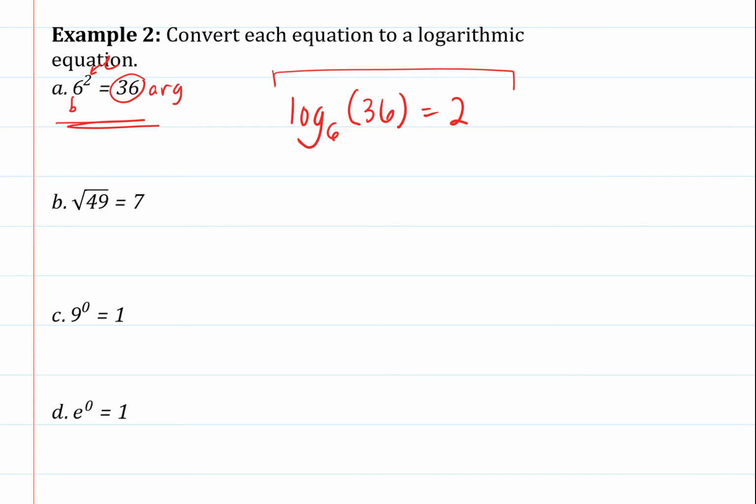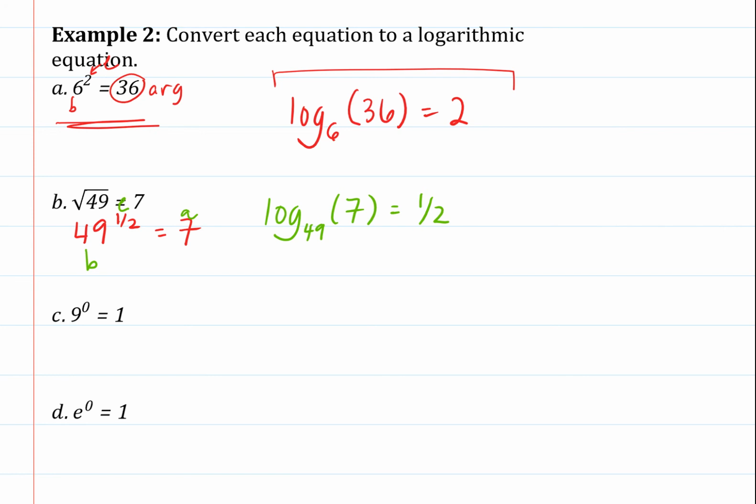Okay, square root of 49 is 7. Well, this doesn't appear to have an exponent, except we remember from Unit 4 that 49 to the 1/2 is exactly the same thing as the square root of 49. And that makes it a little bit more clear what my base is, what my exponent is, what my argument is. So I have the log base 49 of 7 is 1/2.